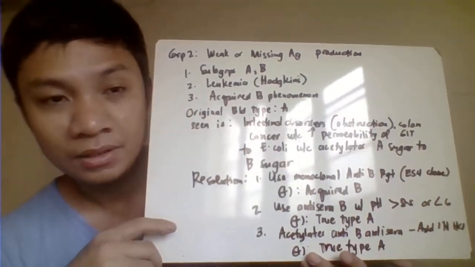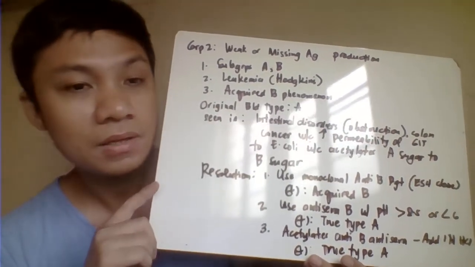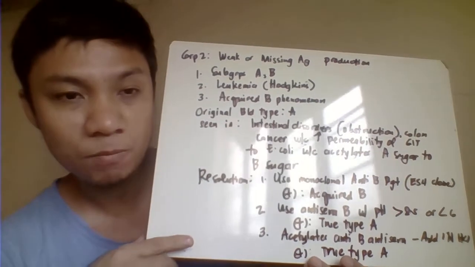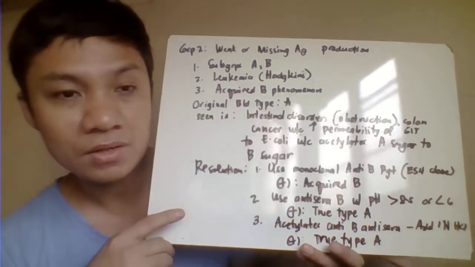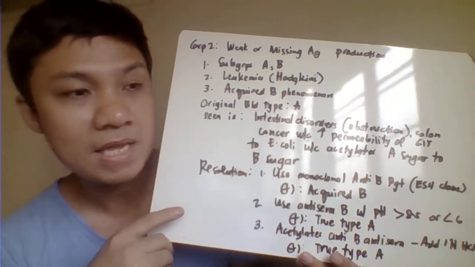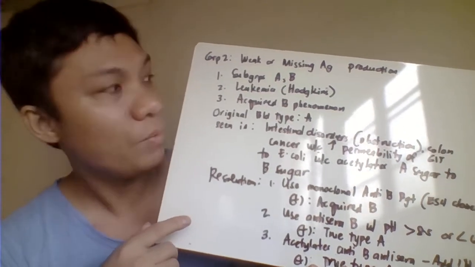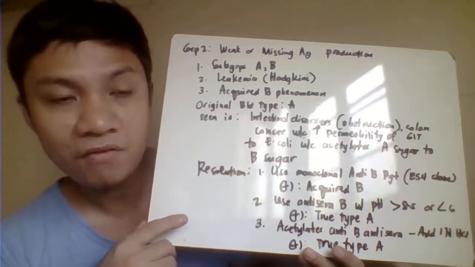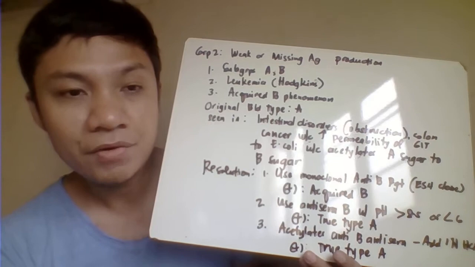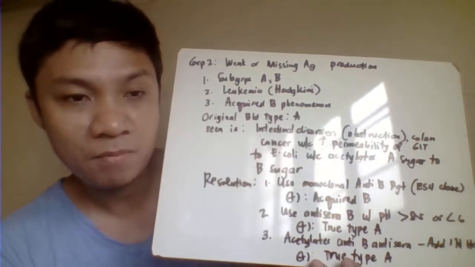Okay, so group 2 discrepancy could be related, number 1, to the presence of subgroups that would have weaker reactions, subgroups for the A and B subgroups. Another one, we have leukemia, Hodgkin lymphoma, and we also have the acquired B phenomenon.